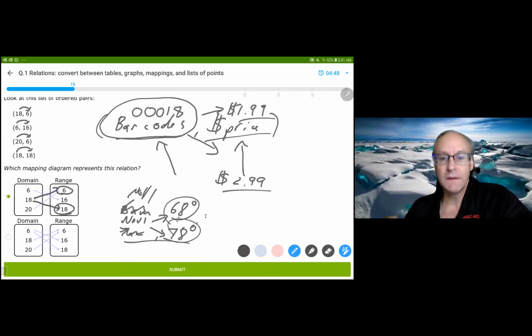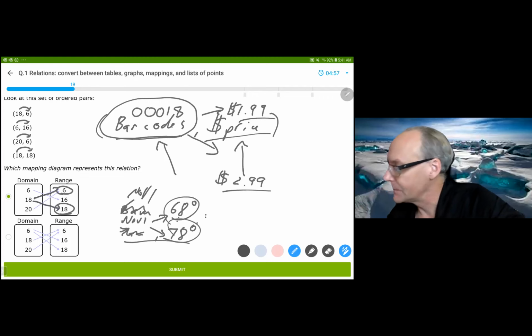So I really want you to understand this, because the idea of a relation versus a function is huge. There's a big difference between the two. So anyway, there we have it. More than you wanted to know.